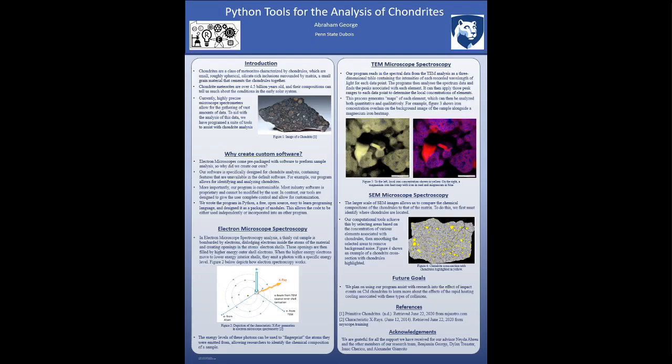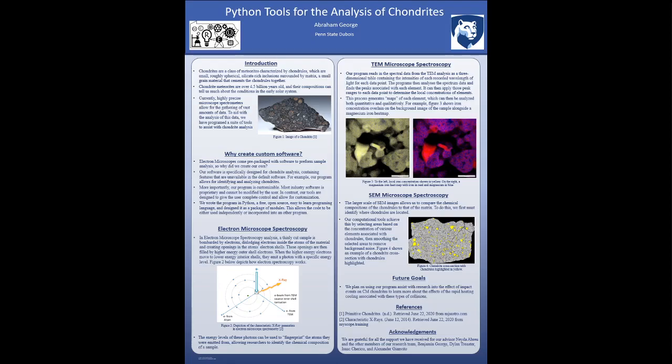So, there are two main types of electron spectroscopy. The first one we want to look at is TEM microscope spectroscopy. This is really high magnification spectroscopy. And here, discussing these, we can really start getting into some of the basic analytic tools that we've developed.